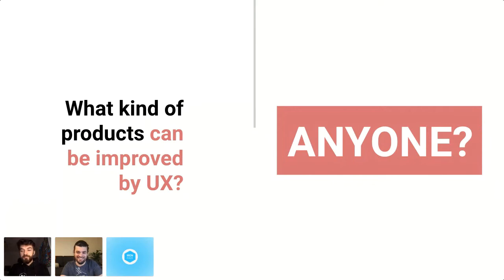Buying apartment, yes, if you use an app. ATM, public transportation, be specific. Car access, gardening tools, anything, really. So yes, you got it. Many things in digital and real world can be improved by UX. So let's see how, for example.